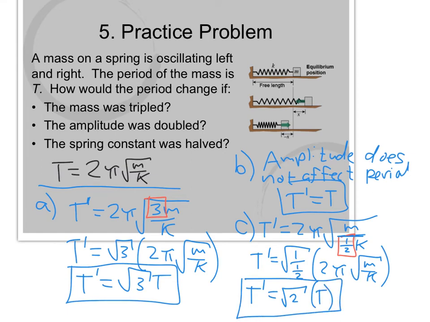Your kind of logic check that you can think about for this one, if we were to reduce this spring constant k here, that would increase our period. So it makes sense that it's root 2 times T rather than T divided by root 2.